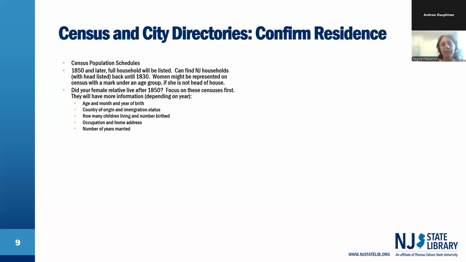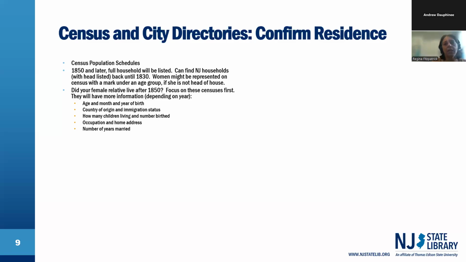Again, rule of thumb, always look up your women ancestors on any indexes. But if they're not there, there are other ways that you can go about finding them. The best way to actually see them is to check these 1850 censuses first, presuming your female relative lived after then. In New Jersey, we do have census schedules back to 1830. So even if your woman ancestor was not the head of the house, she will be represented by a tick mark under the head of house's information in a particular age group.